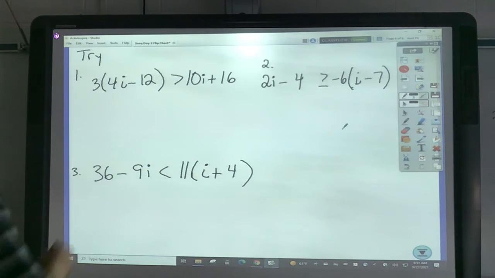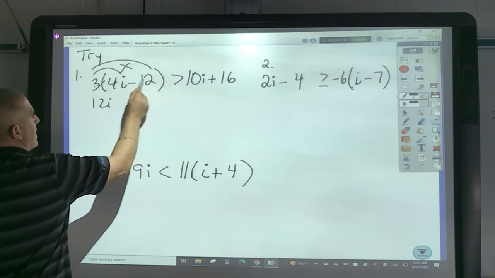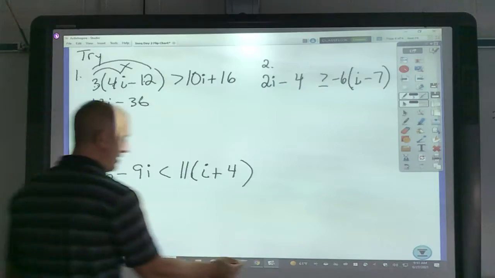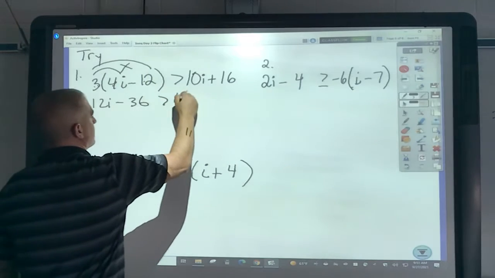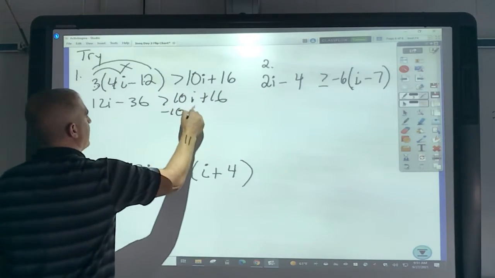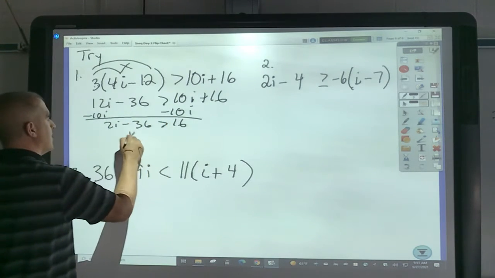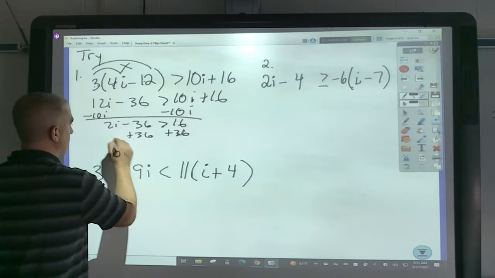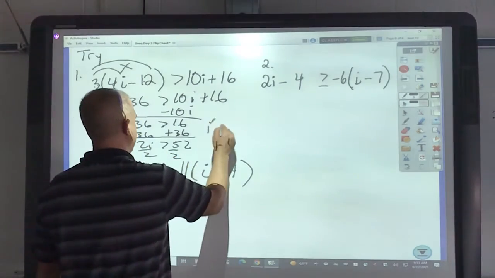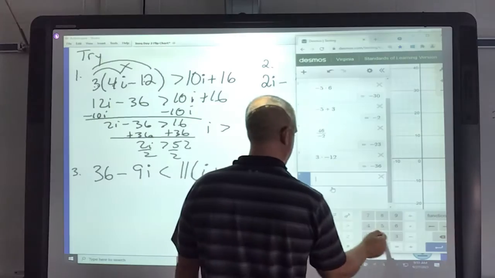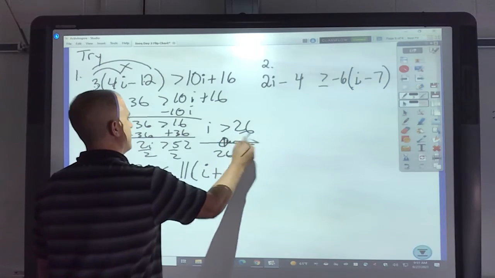Okay, go ahead and unpause. So what I'd want to do is distribute or multiply. 3 times 4 is 12i. 3 times negative 12, use your Desmos, it's negative 36. I would subtract 10i, since I'm the smaller one. So that's 2i minus 36 greater than 16. Add 36, I get 52. 2i divided by 2. It's going to be i is greater than, let's figure out what 52 divided by 2 is going to be, and it's going to be 26. Open circle, shades to the right.